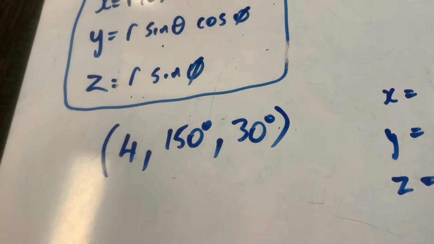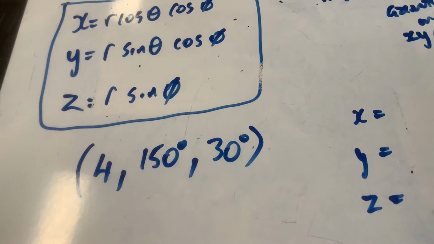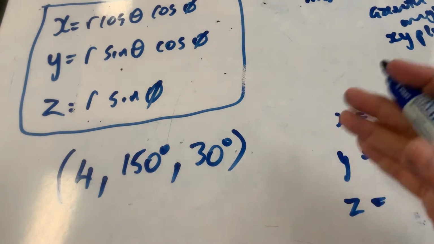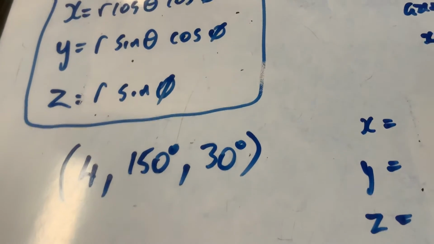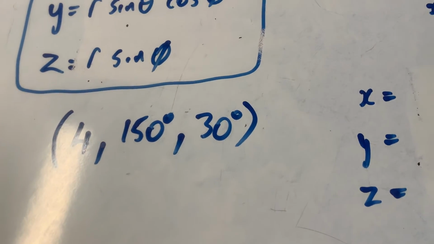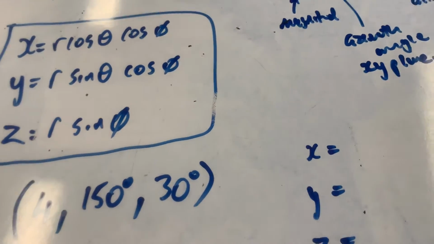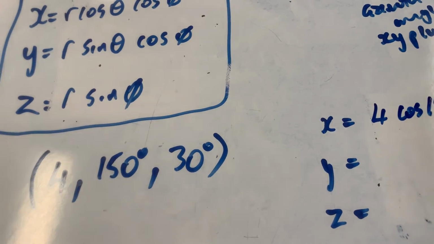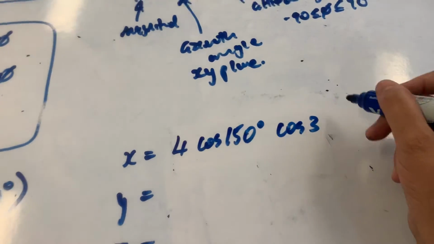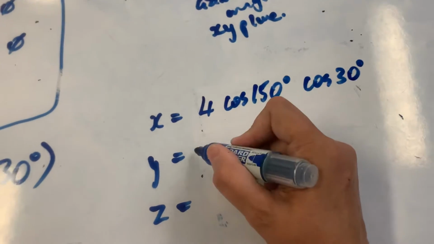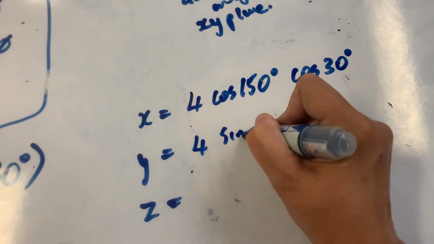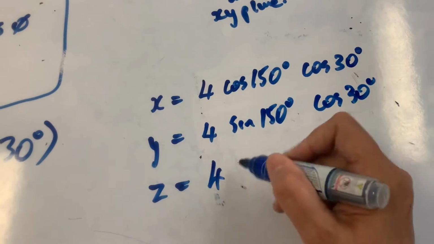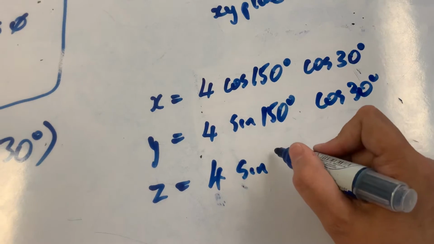So for example, we had the vector 4, 150, 30. So that's a magnitude of 4. The direction on the XY plane is 150. And the altitude is 30. To find x, we're going to go 4 cos 150 cos 30. Y is 4 sine 150 cos 30. And z is just going to be 4 sine 30.